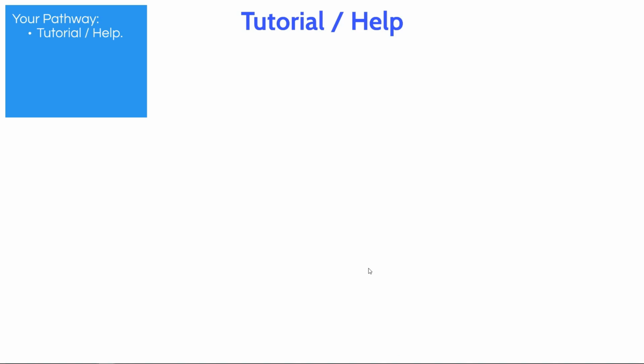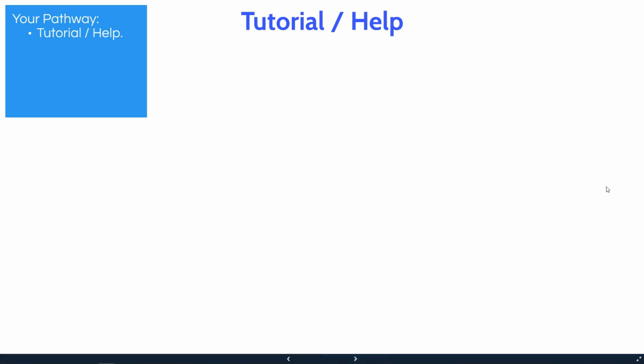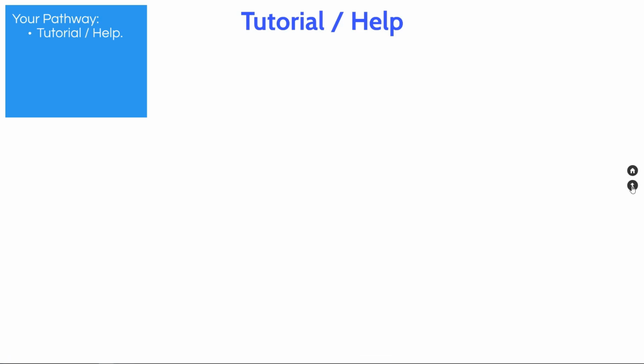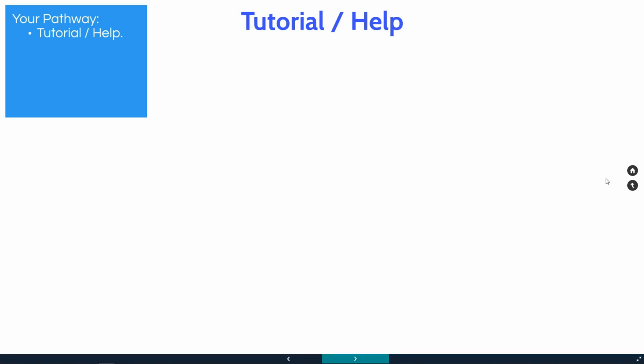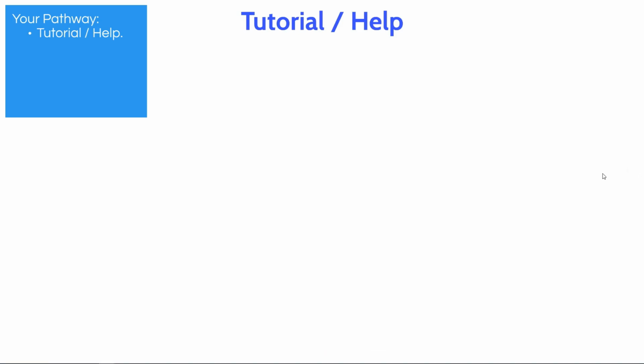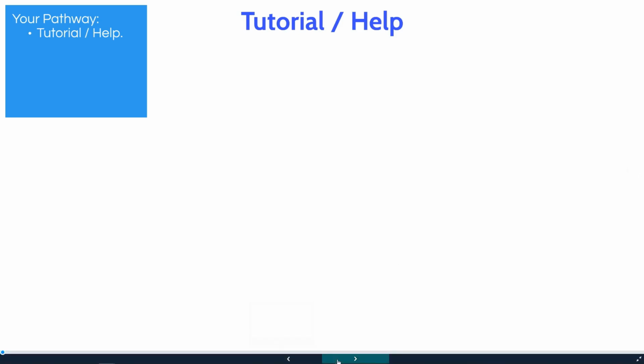Additionally, if you move your cursor to the right, these icons will appear. The top icon takes you back to the home page, and the bottom icon takes you back one step in your pathway. If you get lost whilst using the interactive toolkit and wish to return to the start or take a step back, please remember to avoid using these arrows on the bottom of the page and use these icons instead.